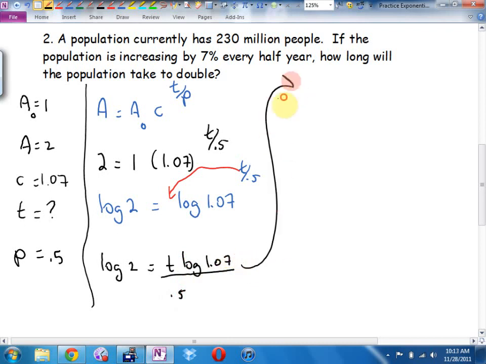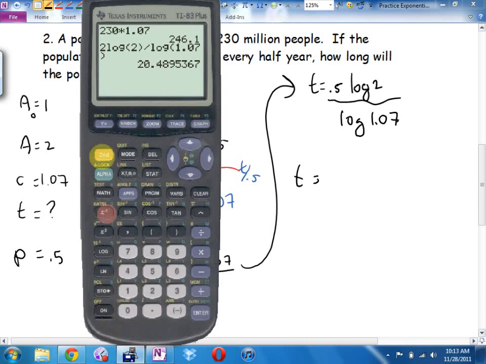I'm dividing by 0.5, so I think I'll multiply on the other side. I'm timesing by 1.07, I think I'll divide on the other side. I think t is going to be 0.05 times the log of 2 divided by the log of 1.07. I got 5.12.